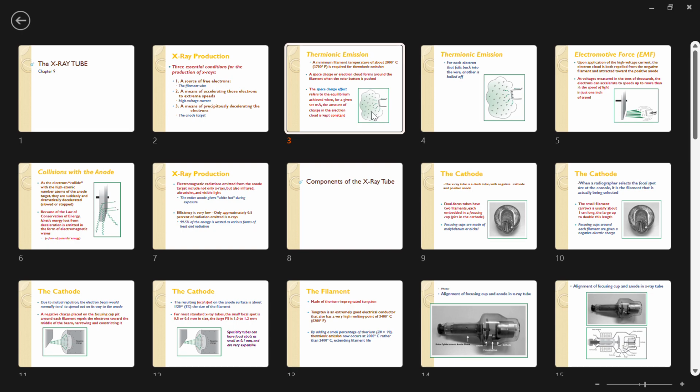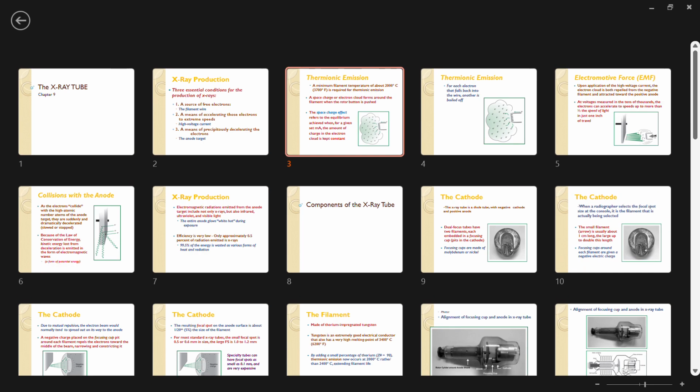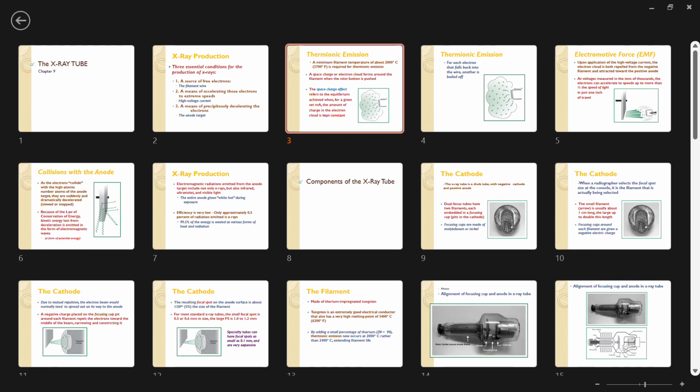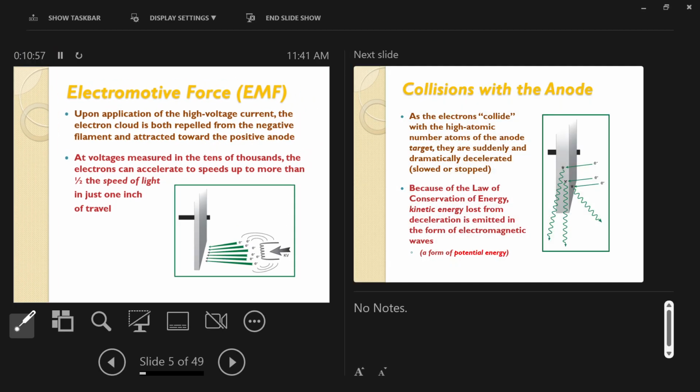So the filament wire is where they came from. Once we put enough current through the filament wire, the electrons boil off the wire into a little, almost gaseous type cloud. Okay. Now, you've got your cloud of electrons. What are you going to do with it, right? So now comes your exposure.